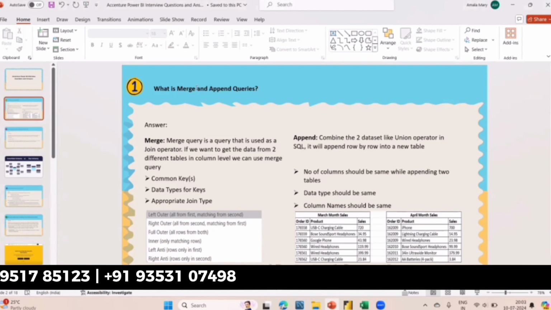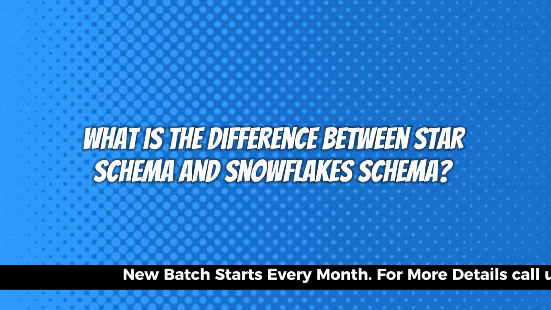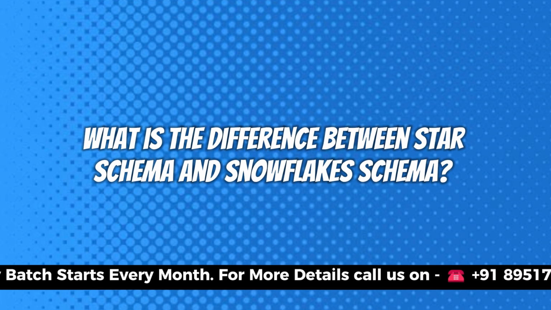So this is the merge and append query explanation. The next question they have asked is, what is the difference between star schema and Snowflake schema?